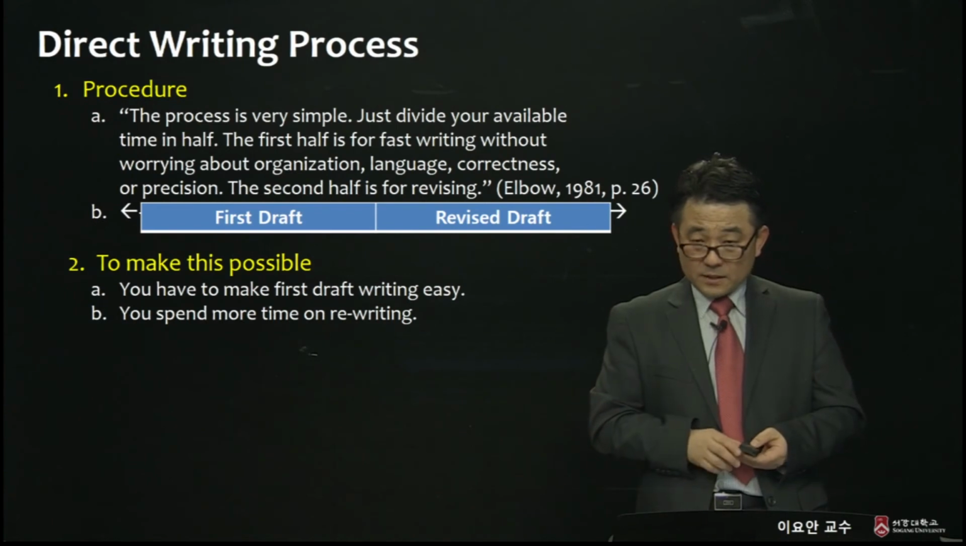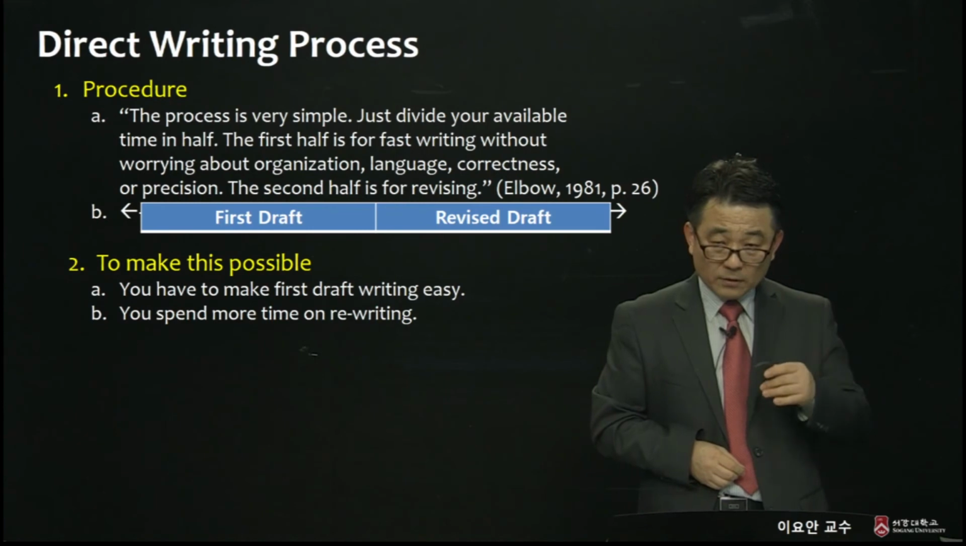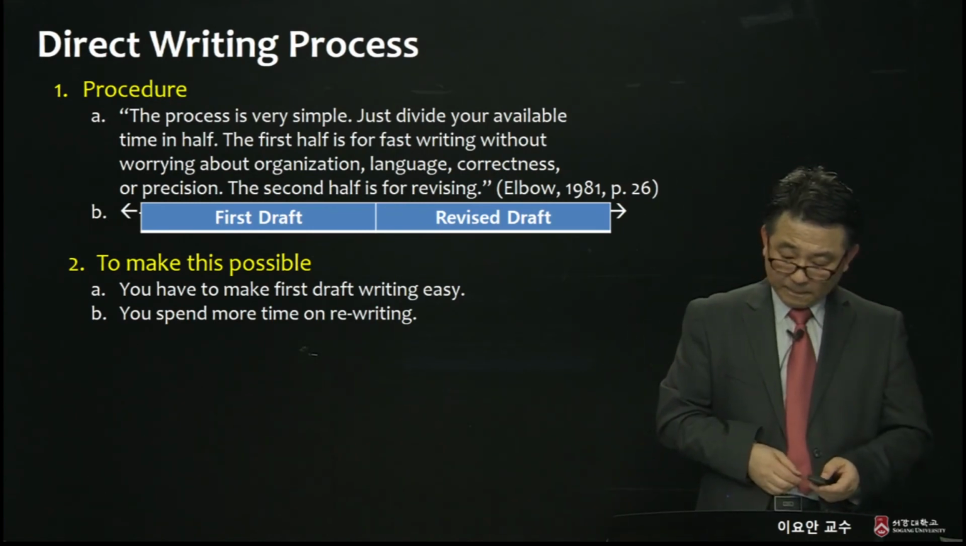And then the second condition would be you spend more time on rewriting. You should spend more time on rewriting. Okay?